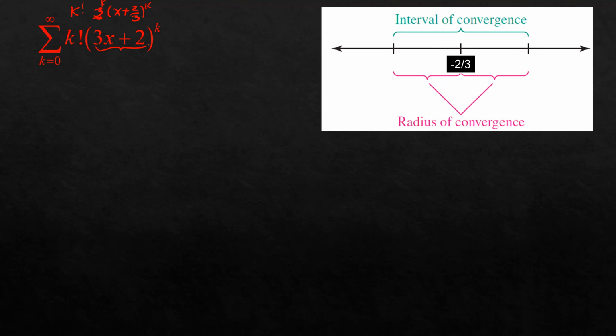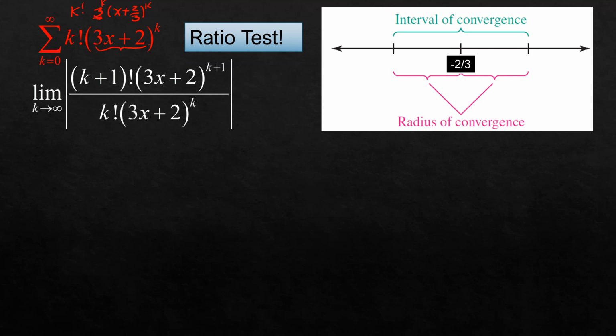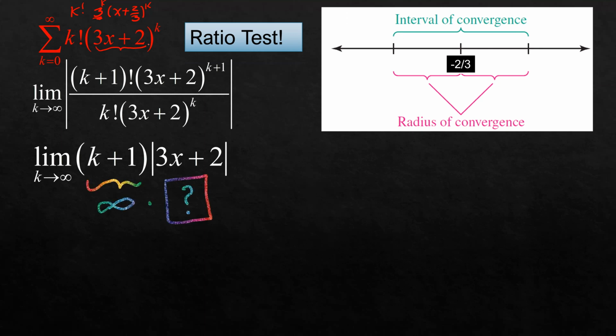And again, we are looking for the radius of convergence so that we can find out what the interval of convergence is. What test are we going to use? It has a factorial, so that's a good indication of the ratio test. Taking the ratio test and simplifying, we can see that the limit as k goes to infinity of k plus 1 is going to be infinity. The question is, what is the absolute value of 3x plus 2 that might make this converge?